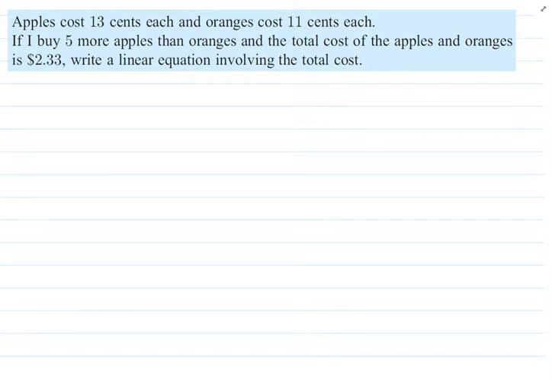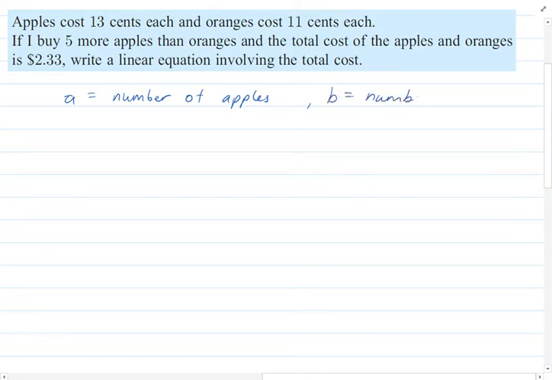Okay, so apples are 13 cents and oranges are 11 cents, and I am buying 5 more apples than oranges. So let's call a the number of apples, and b the number of oranges. So what we're doing here is we're defining our variables, which is an important part of forming our equations.